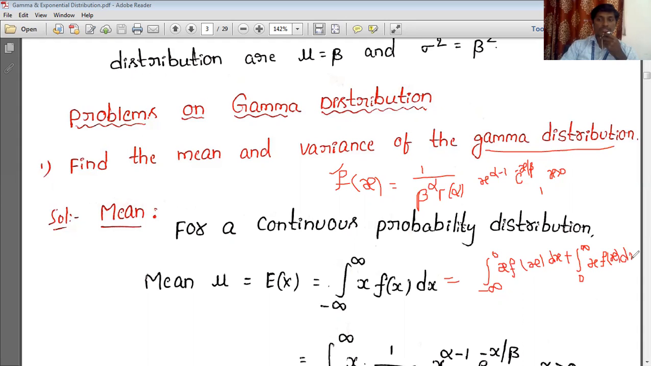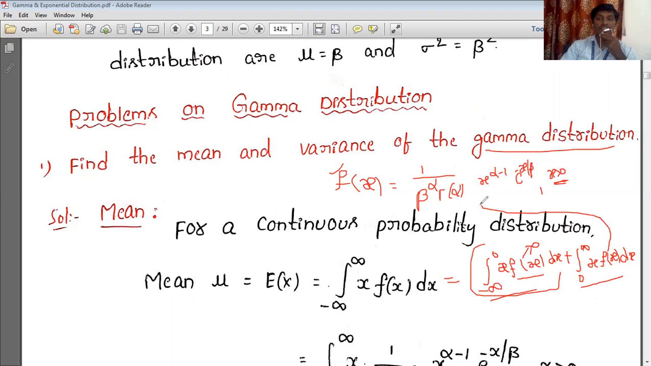But as for the function, we are splitting into two subintervals: one is minus infinity to 0, another is 0 to infinity. The function is valid only for the interval 0 to infinity, and in the rest of the cases the function is 0. So 0 times anything is 0, and the entire value of the first part is 0. Now we are going to calculate only the subinterval from 0 to infinity of x times f(x) dx.